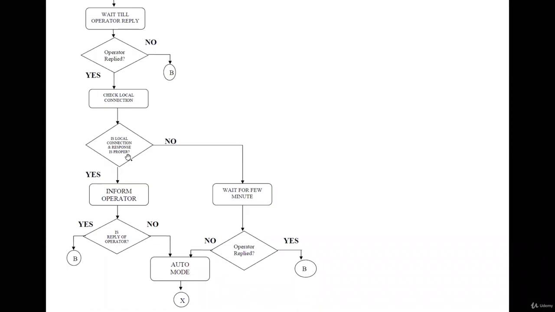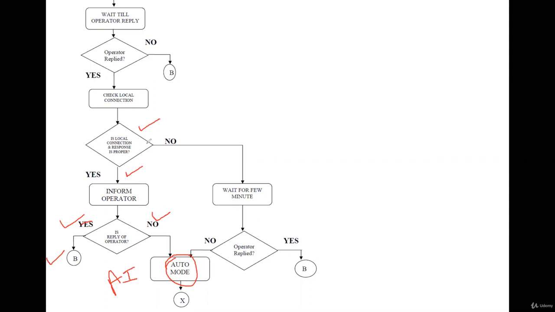So if the connection is proper, it informs the operator, and if the operator replies yes, then it will go to B. Is operator reply received? No, then it will go to B. And if the operator is not replying, then it will go to the auto mode, and that auto mode is AI. Great.